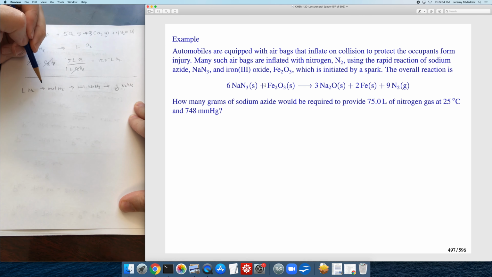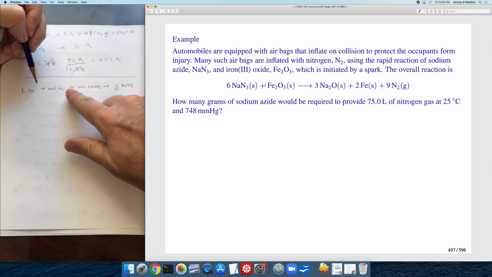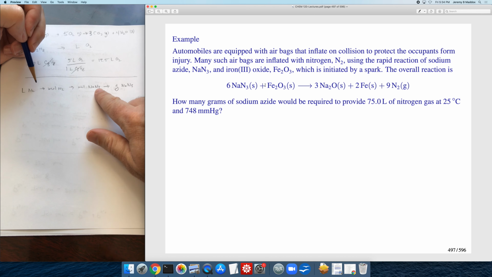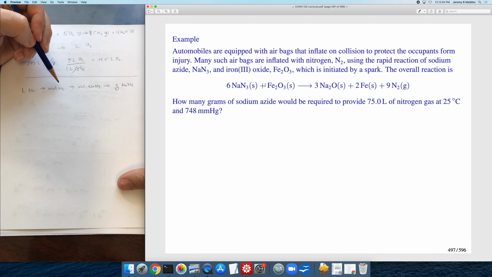Okay? Now, we already know how to do this part. This is just ordinary stoichiometry. We need the stoichiometric coefficients. We need the molar mass of sodium azide. Here, this is going to involve a gas law problem, converting from liters of gas to moles of gas, right?